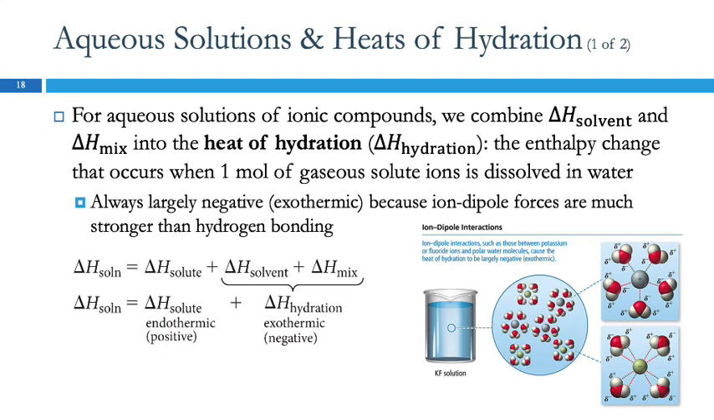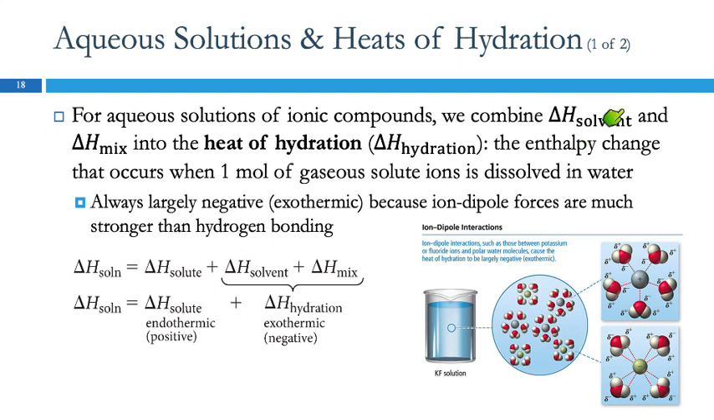If we're just talking about aqueous solutions of ionic compounds, which is most of the things, we can take that delta H solvent and the delta H mixing and add those together and call that the heat of hydration. So that's the enthalpy change that happens when 1 mole of gaseous solute ions is dissolved in water. That's always going to be negative. Because the ion dipole forces that form are much stronger than the hydrogen bonding that was broken.